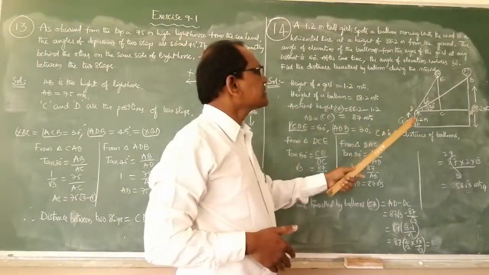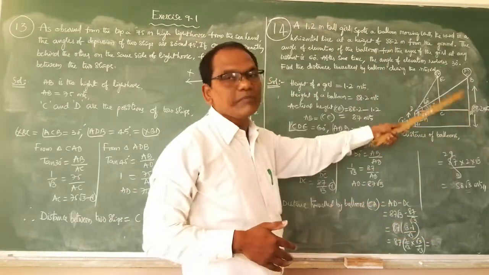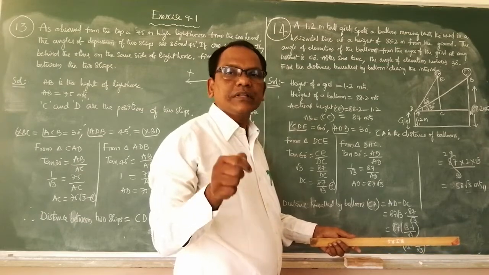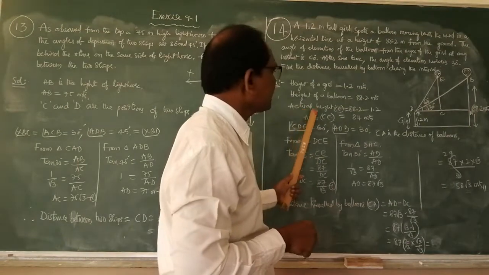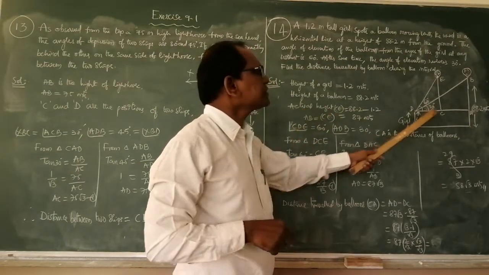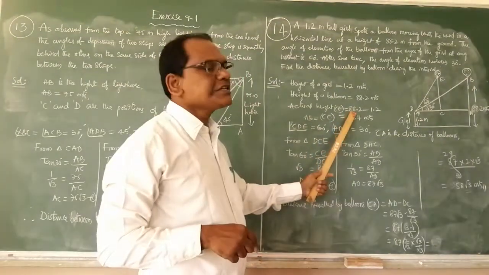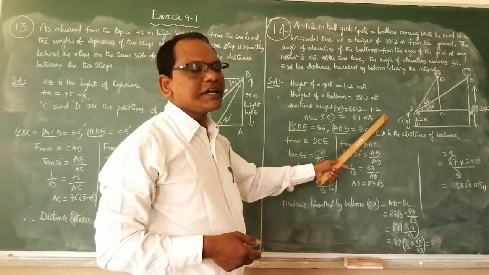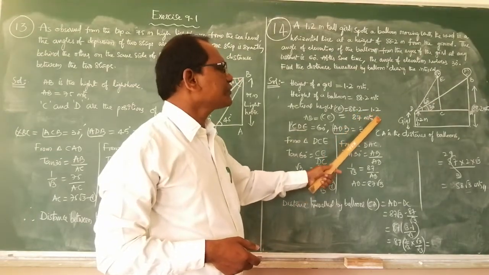The actual height means we have to subtract the girl's height from the total height of the balloon. What is the total height of the balloon? 88.2. The height of the girl is 1.2 meters. That is the actual height, CE, which equals AB. CE equals AB equals 88.2 minus 1.2, which is 87 meters.